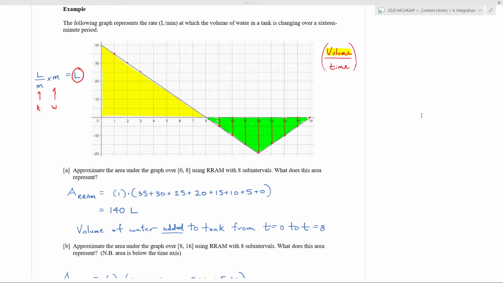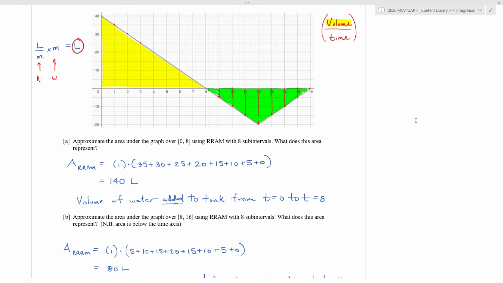Part B, find the area under the graph from 8 to 16 using right rectangular approximation, again with 8 subintervals. So when you do that, the area is 80. Keep in mind, folks, that area is a positive quantity. Even though we're below the axis, the actual area of that green triangle is 80. It's just that the interpretation is different. It's because those rates are negative that the interpretation is that the volume of that 80 liters of water is being removed from the tank.